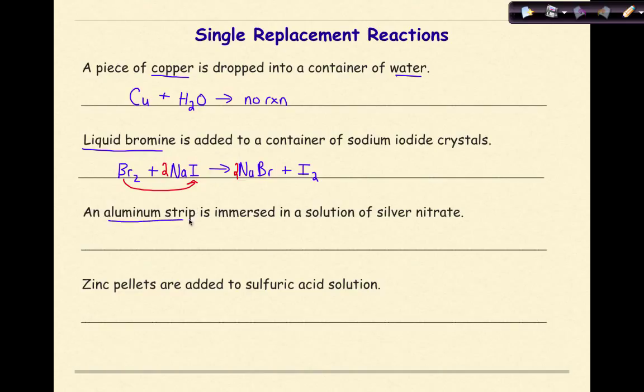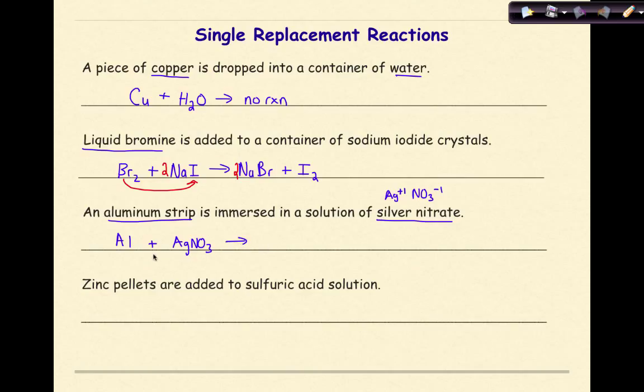An aluminum strip is immersed in a solution of silver nitrate. So aluminum strip, that's just aluminum metal. We're going to write the symbol for aluminum, which is Al, plus silver nitrate. Now remember, silver is Ag plus 1. Nitrate is a polyatomic, so NO3 minus 1. So as a result, our compound here is AgNO3.